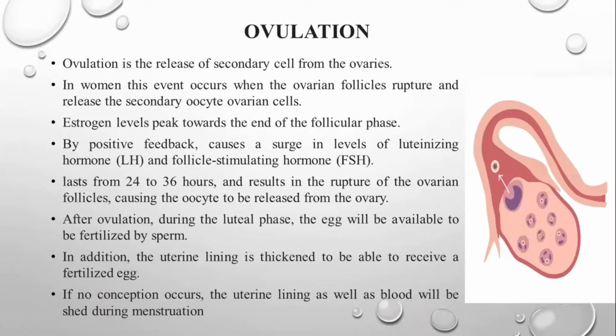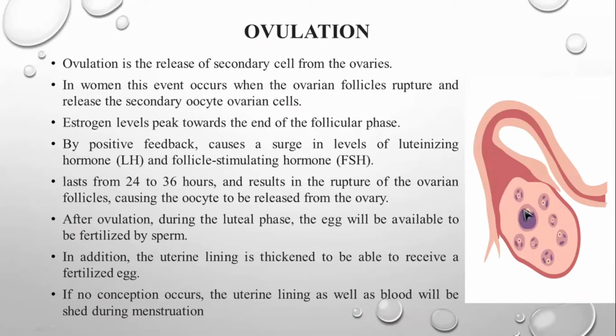Next, we're going to see about the ovulation process. Ovulation is the release of the secondary cell from the ovary. We can see in the animated diagram these follicles, which we call the Graafian follicle. The Graafian follicle has the egg inside it, and it undergoes many stages.